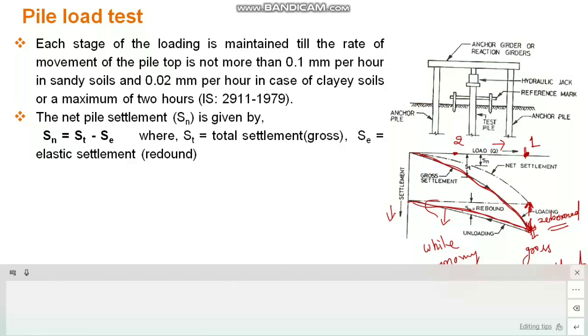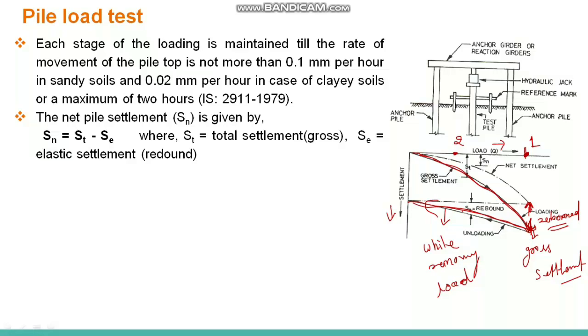You will get here also, because the final settlement when all load is removed is up to this point. And when the load is there, it is up to this point, so you will get this distance. So at the second point, you will get the rebound, that is this one. So this is the rebound at the second point.